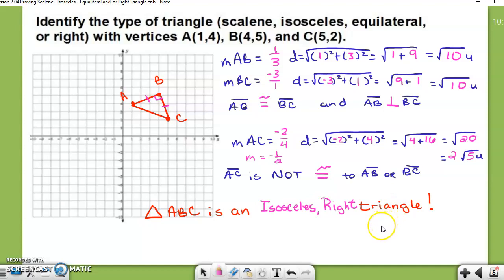All right, guys. Those are all the examples I have today for trying to identify the type of a triangle, scalene, isosceles, equilateral, and or right on the coordinate plane.